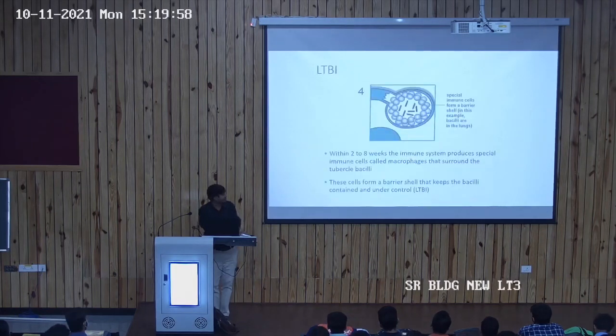In LTBI, special immune cells form a barrier shell. So in the alveoli they have contained the bacilli. Within 2 to 8 weeks, the immune system produces special immune cells called macrophages that surround the tubercle bacilli, and these cells form a barrier shell that keeps the bacilli contained and under control. As long as this barrier is maintained, it will be LTBI. When this barrier is lowered, it will manifest as disease.